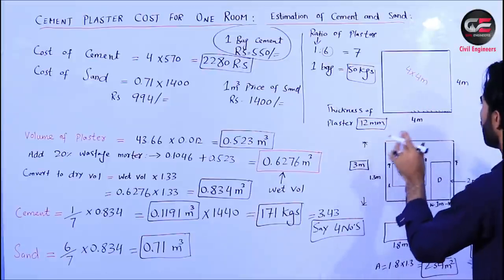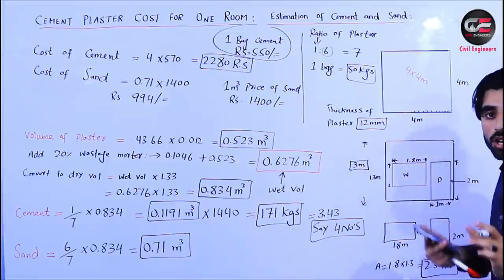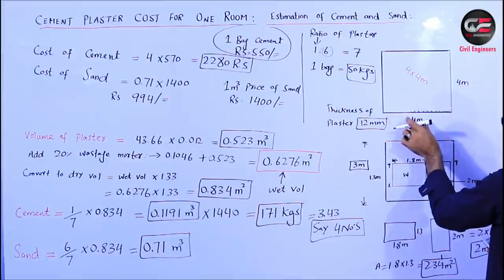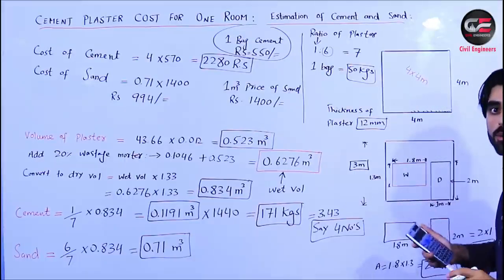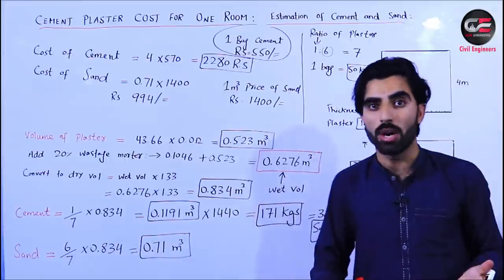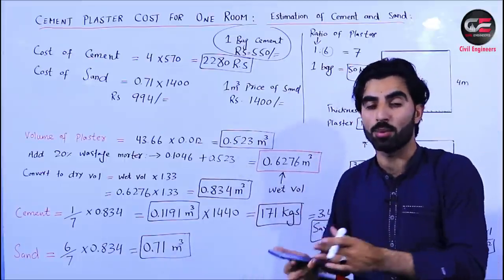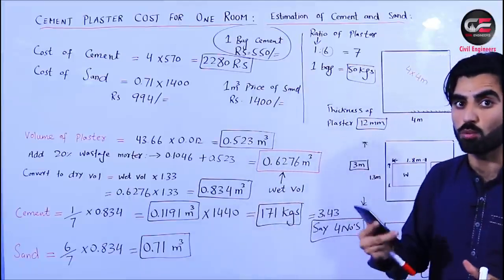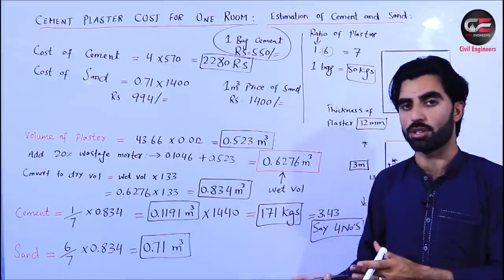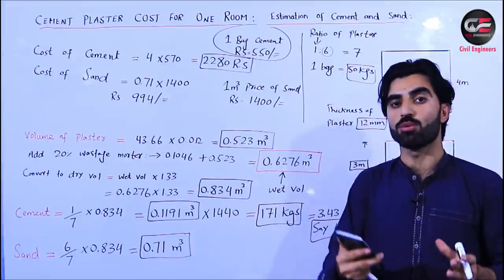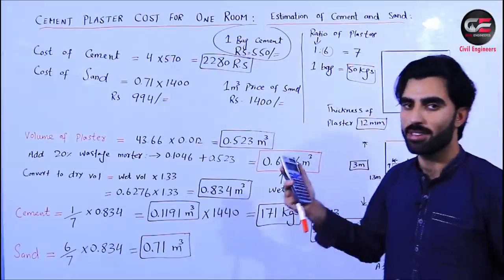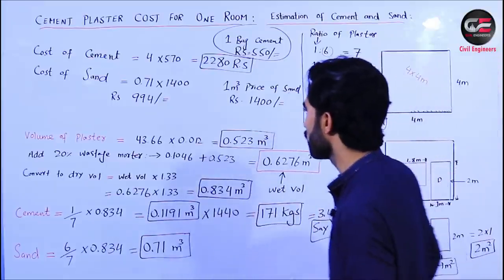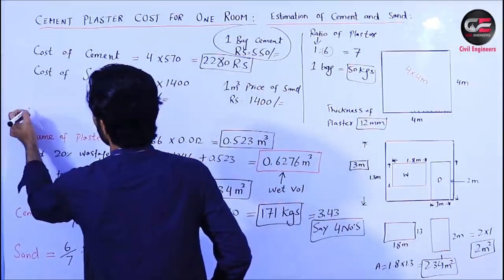So if you want to find the quantity of plaster for the roof, the roof area is 4 × 4, so you will get 16 m². Now it will convert again to the dry volume. Also multiply it with the thickness of the plaster, which is 0.0012 m. Okay, you will get the volume, and the volume should be multiplied with the dry. In dry volume, you will find the quantity of cement and sand, same as I have discussed in front of you in this formula. Okay, now total cost.